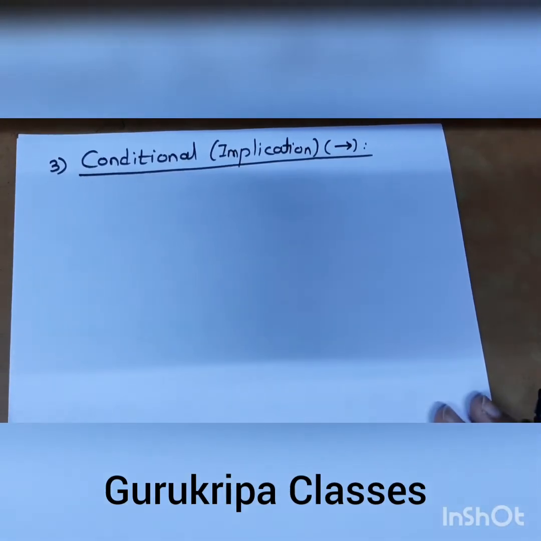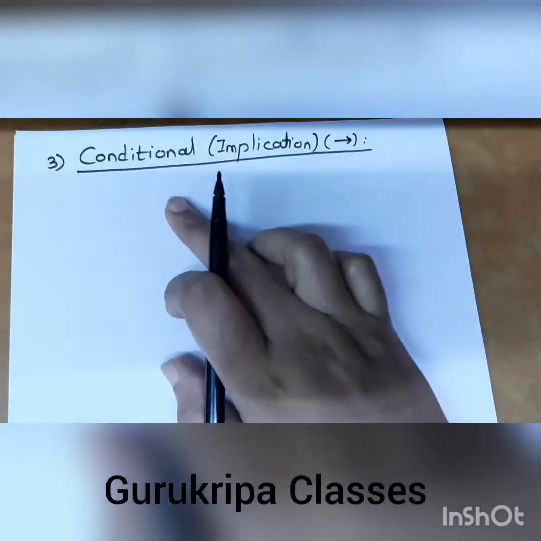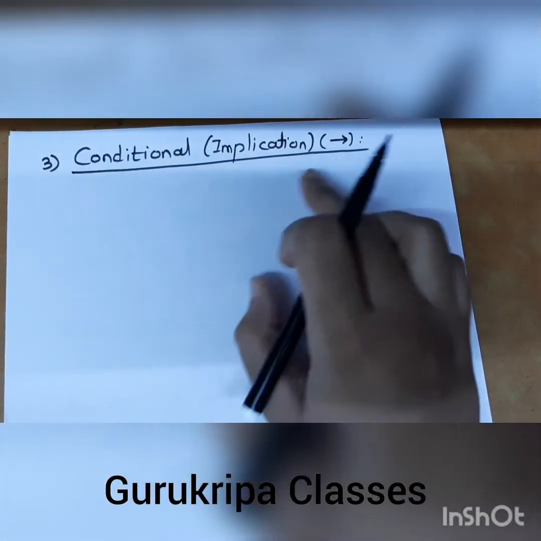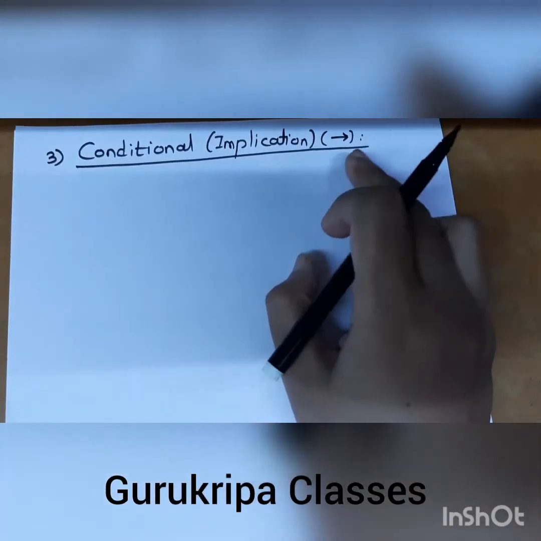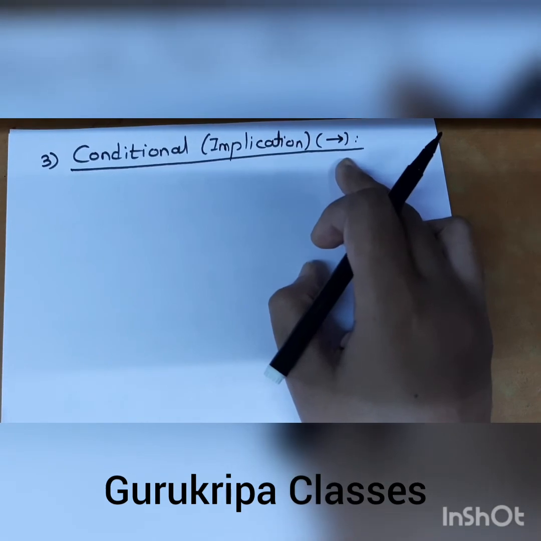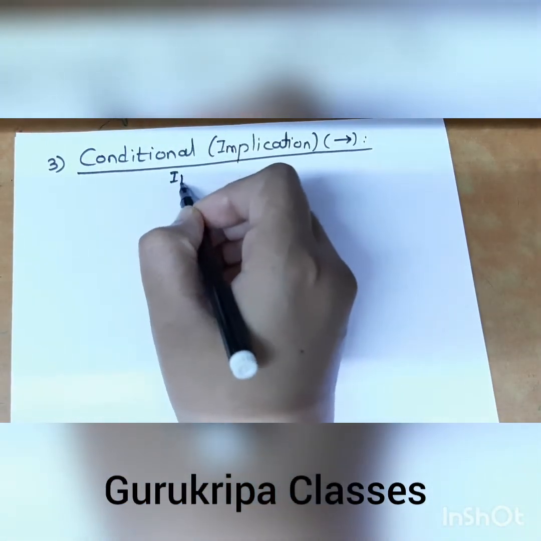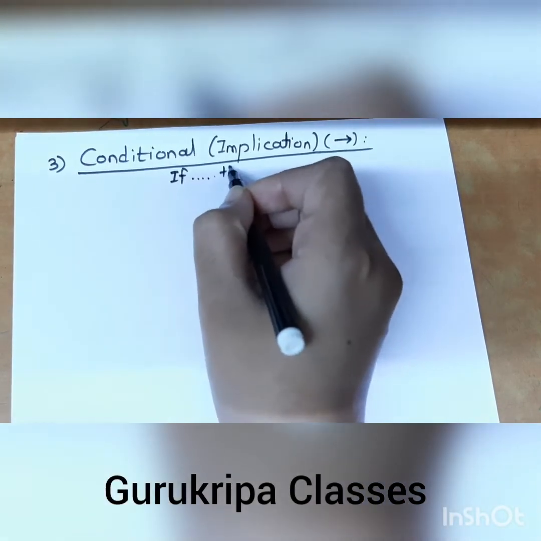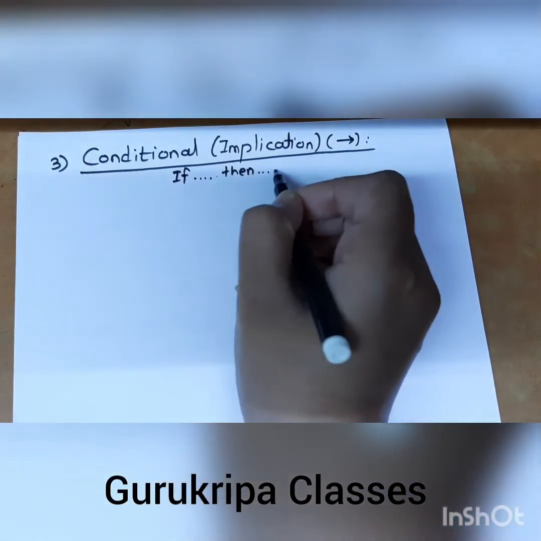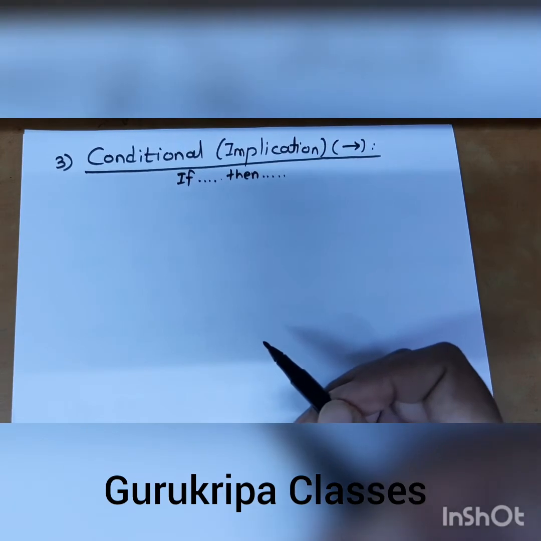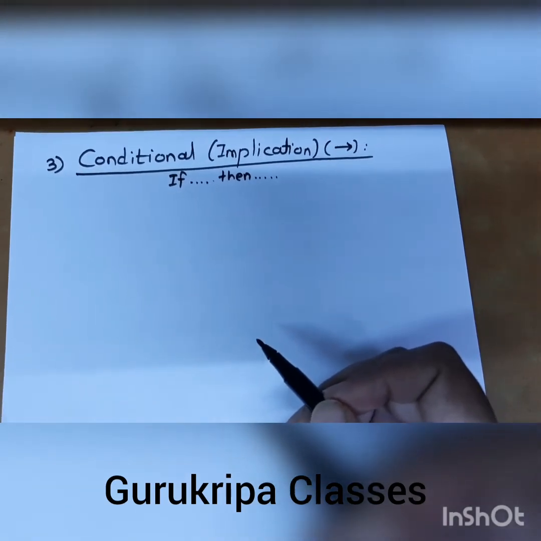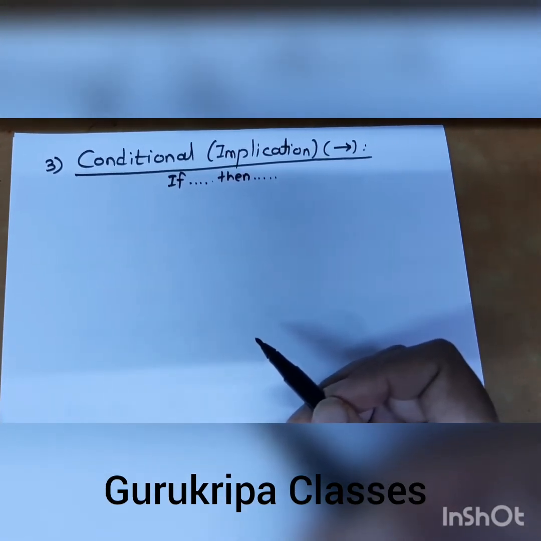See the next connective. It is conditional or implication, this arrow. This single-headed arrow is used for the conditional statement. I can say the if-then statement is called the conditional statement. That is, it is related or dependent on the condition.